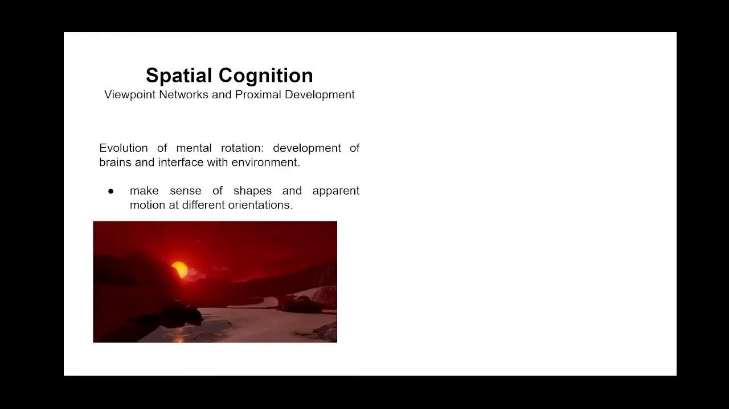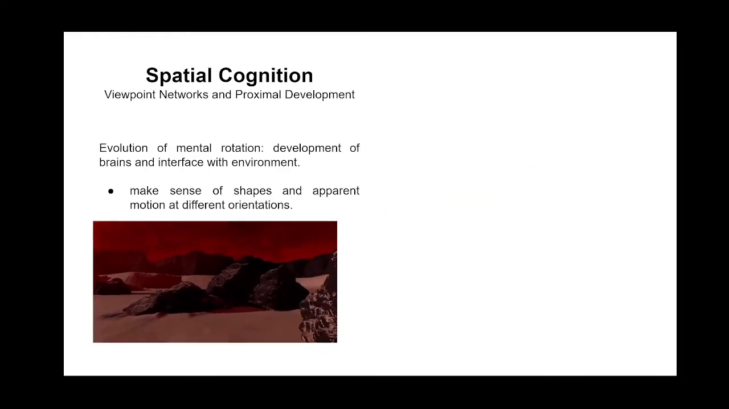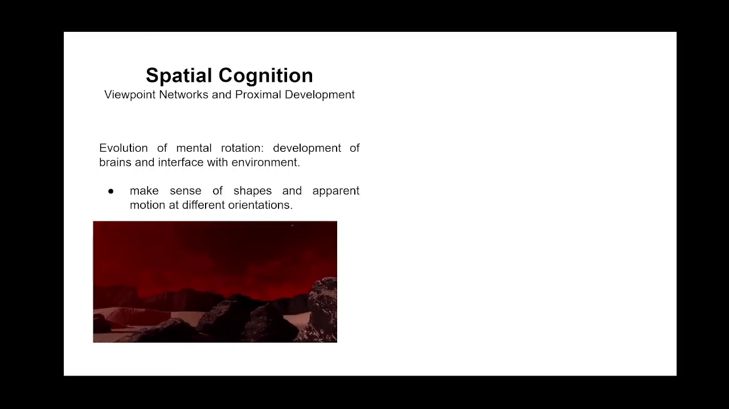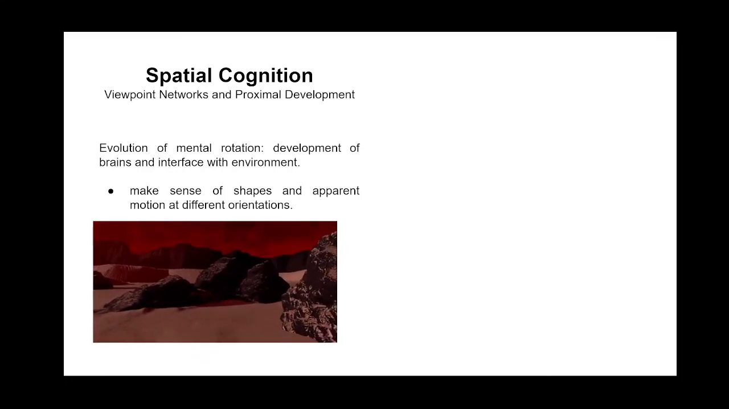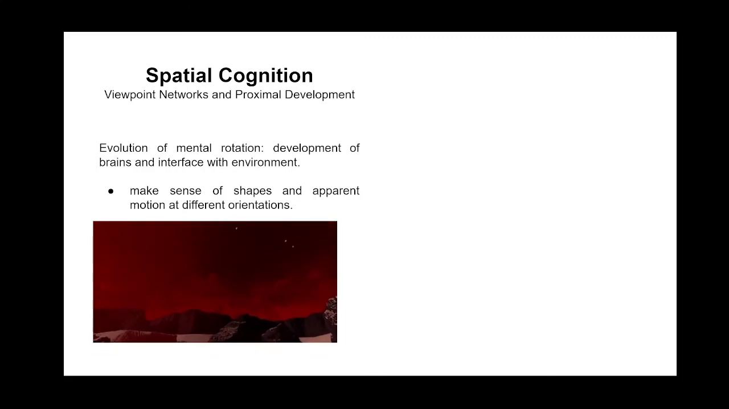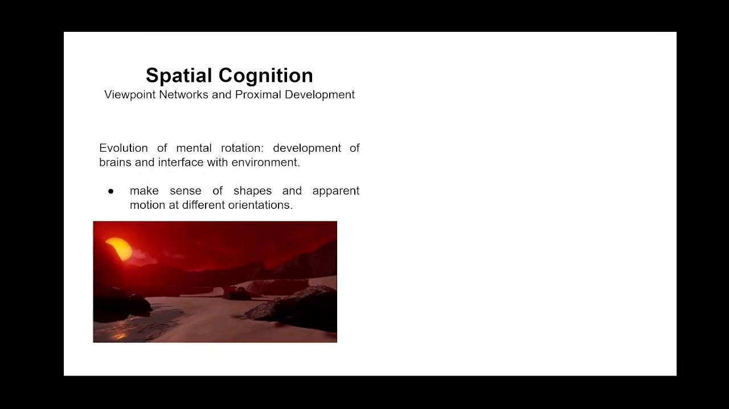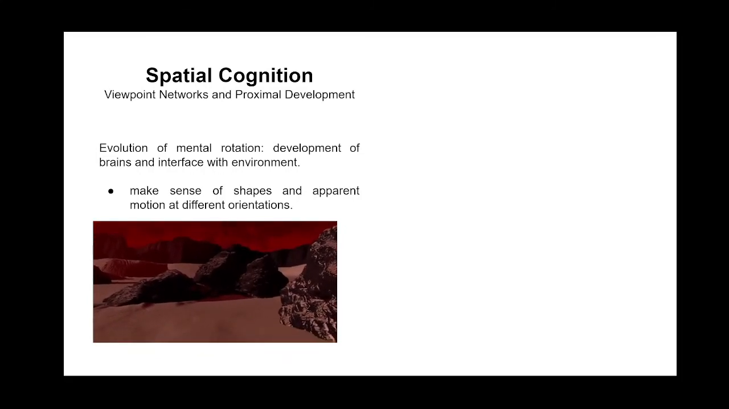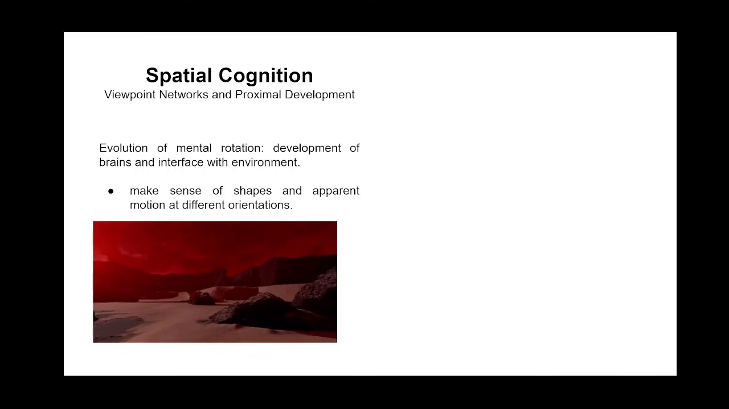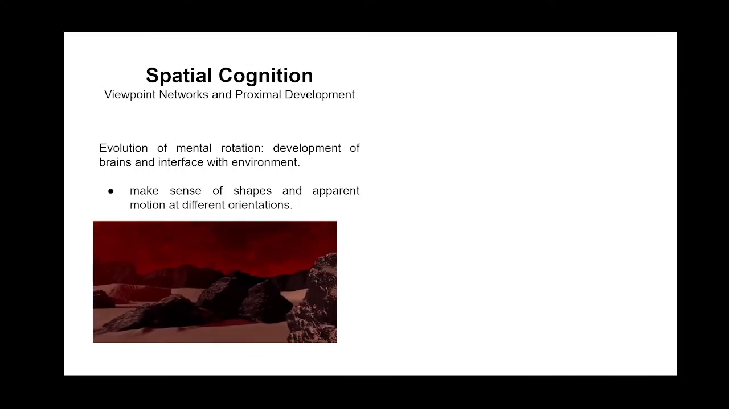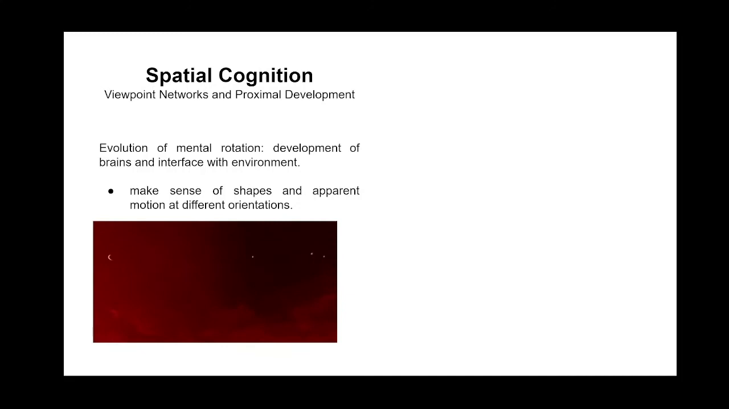Next thing we can look at, though, we can put this in a more behavioral context and look at spatial cognition. And in spatial cognition, we can look at something we call viewpoint networks, and even looking at things like proximal development or social behavior in space. So the example I'm going to give you here is looking at the evolution of mental rotation. This is the development of brains and their interface with the environment. Now, this brain is de novo in terms of its environmental properties, and this is supposed to be an exoplanet. And the agent is supposed to make sense of shapes and apparent motion at different orientations.